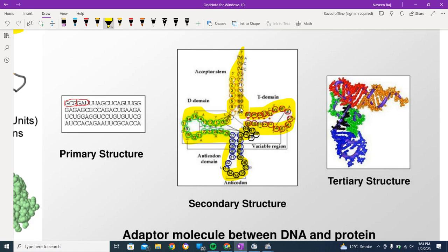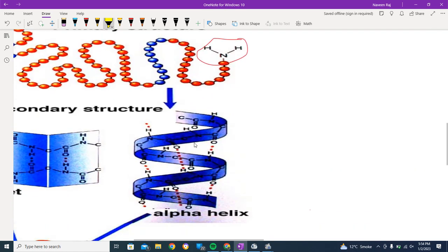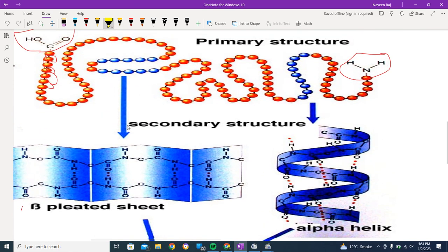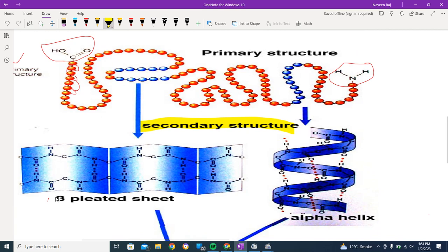If you compare this with the tertiary structure, of course this is less complex, but if you compare it with the primary structure, it is more complex. Here you're going to see the secondary structure, and it is of two types: the beta pleated sheet and the alpha helix. Now what does that mean?